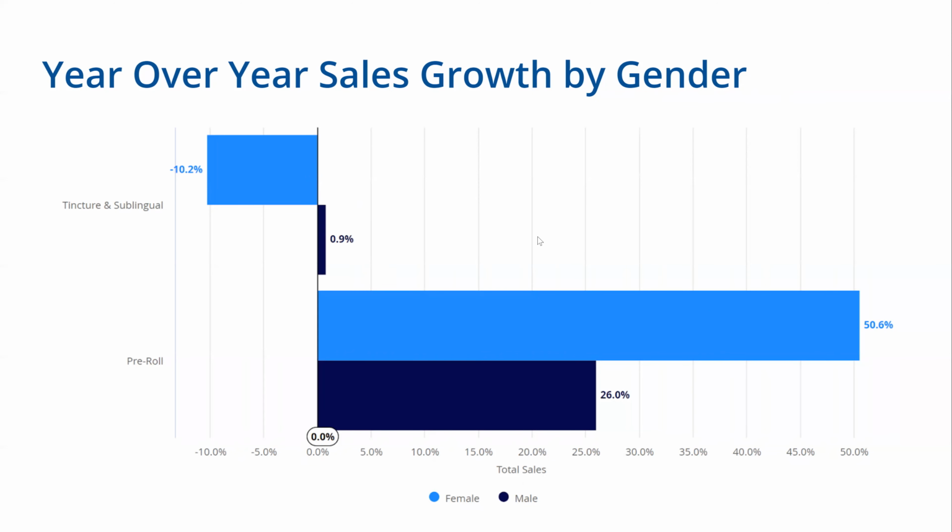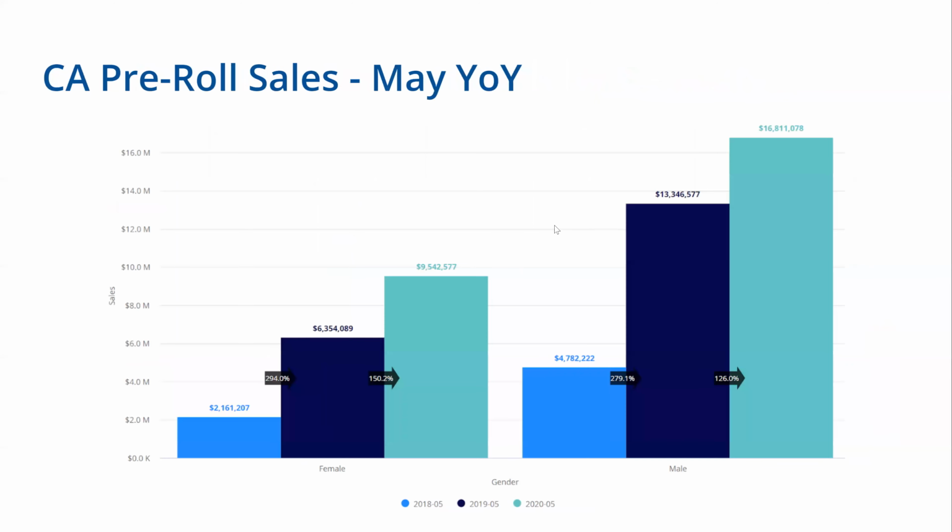Both genders had strong year-over-year sales growth in the pre-roll category, but if I were starting a new pre-roll brand right now, I would focus my launch strategy on female customers since they had double the growth rate over men last year. And with that, I'm going to pass it over to Blake for some more in-depth category analysis.